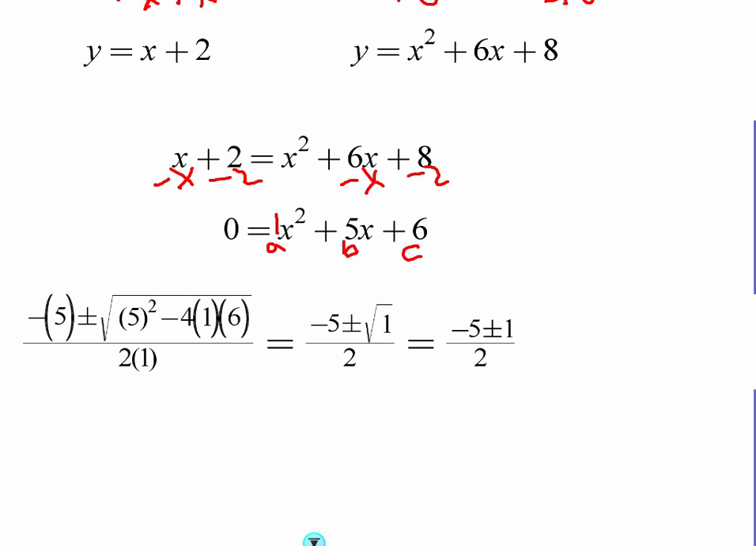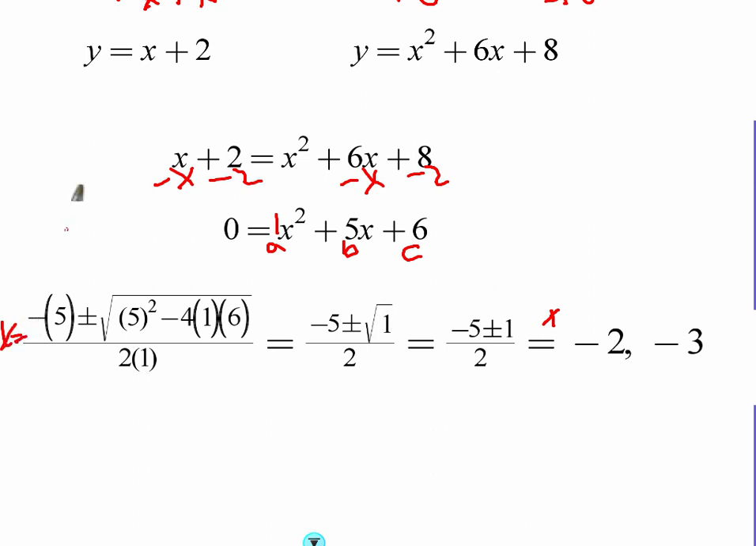The square root of 1 is just 1. And so if I go -5 plus 1, that's -4, divided by 2 is -2. -5 minus 1 is -6, divided by 2 is -3. So my x values end up being -2 and -3. These are my x values.